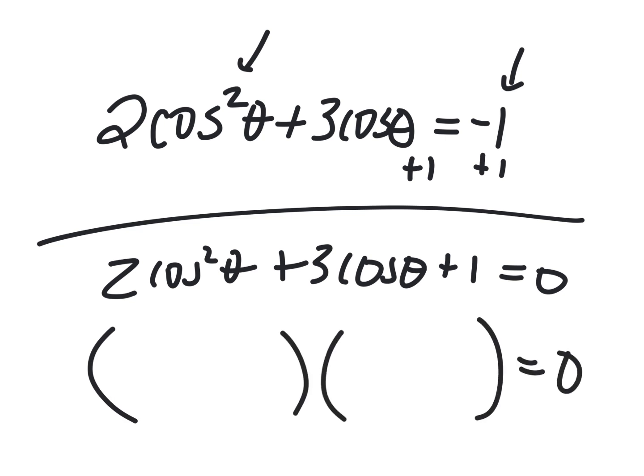How many of you already have it factored? Only a few. I'm going to give you a minute. Do it in 3 stages. The first stage you got to figure out is what goes here and here. That would multiply together and make 2 cosine squared.